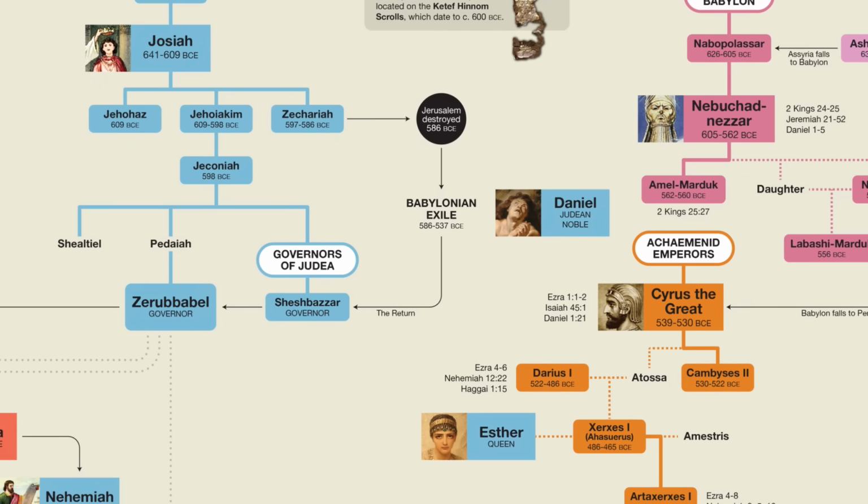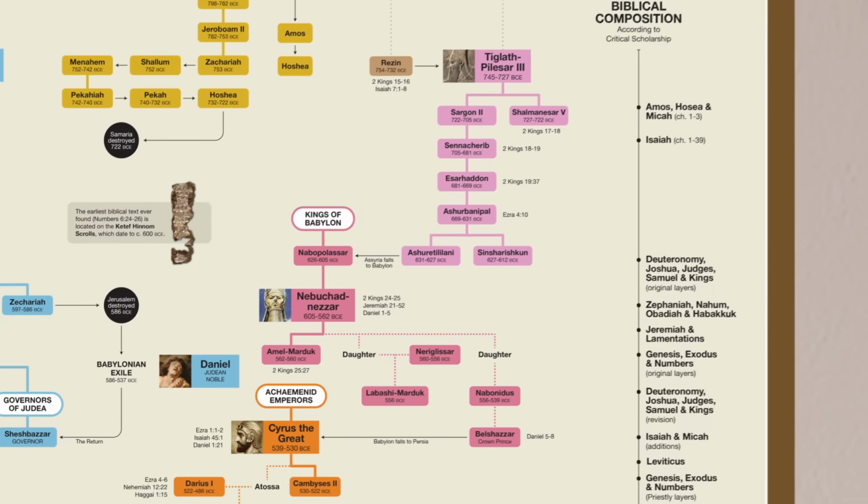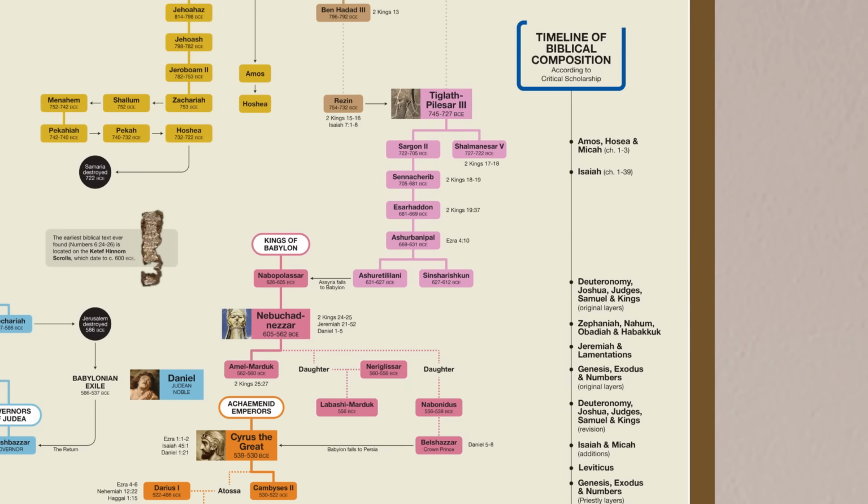But eventually the kingdom of Babylon is conquered by Cyrus the Great of Persia. Cyrus allows the exiles, now known as Jews, to return to Jerusalem and gives them permission to rebuild the temple in what is now called Judea. It is during the Babylonian and Persian periods that most of the Hebrew Bible is written. On the bottom right of the chart, you'll find a timeline that shows when each book was most likely written, according to modern critical scholarship.